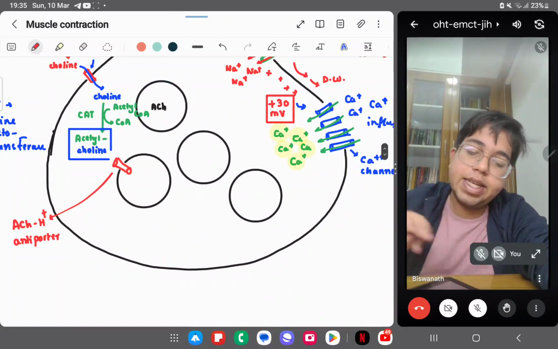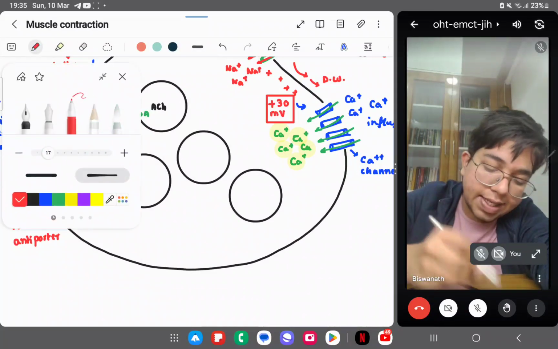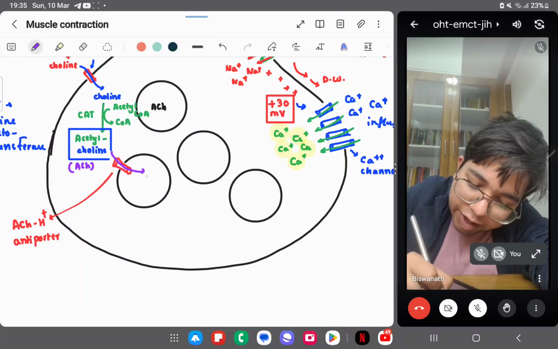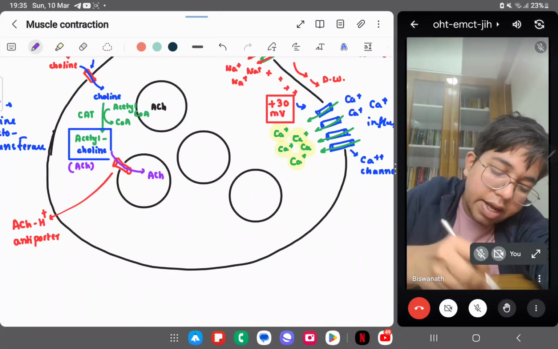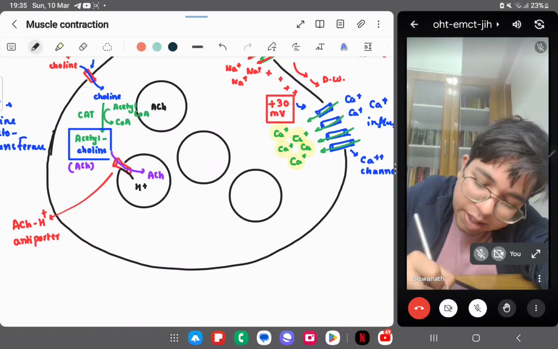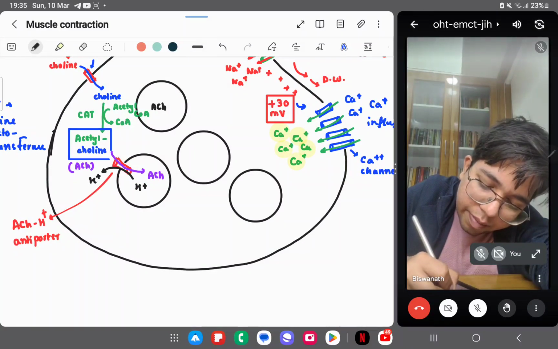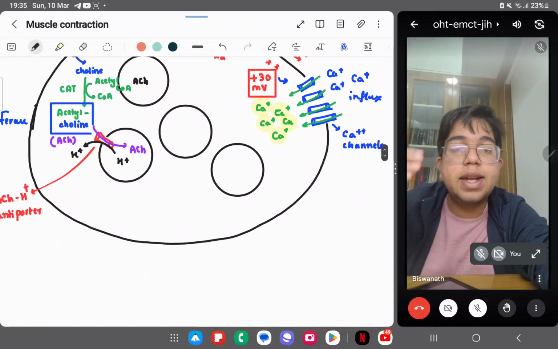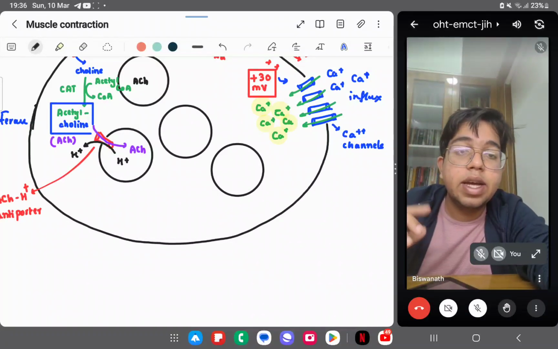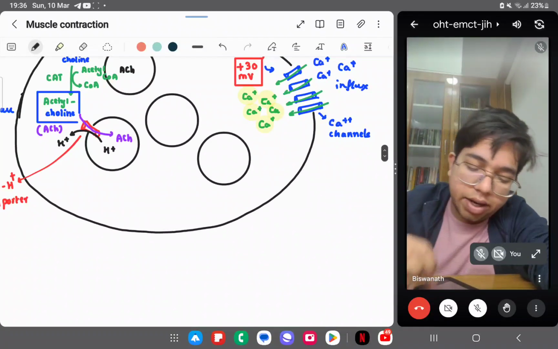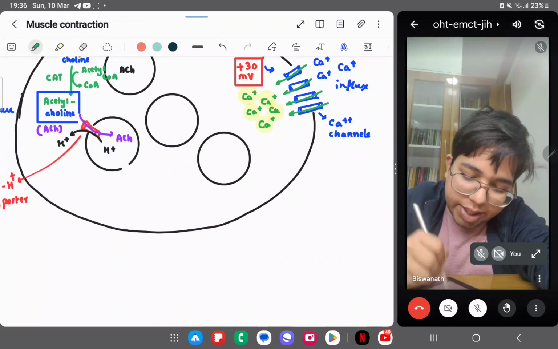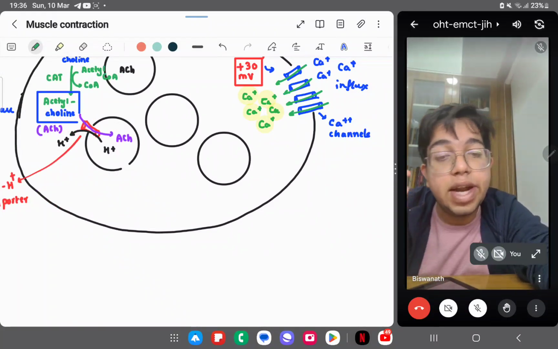By this ACH-H plus antiporter, acetylcholine (ACH) is moving inside, and as it is an antiporter, this H plus ion will be coming outside. And this H plus is regenerated again. This H plus is not lost from here. It is regenerated again by using your ATP.